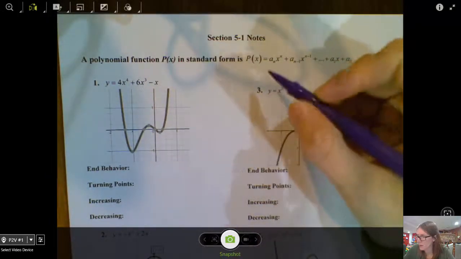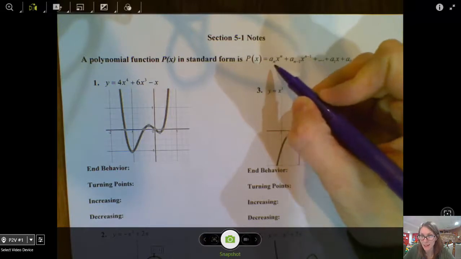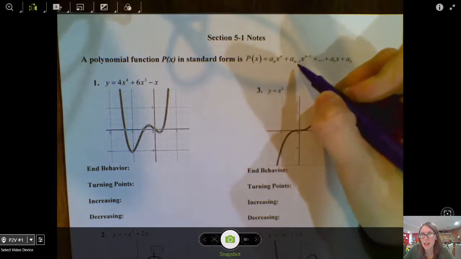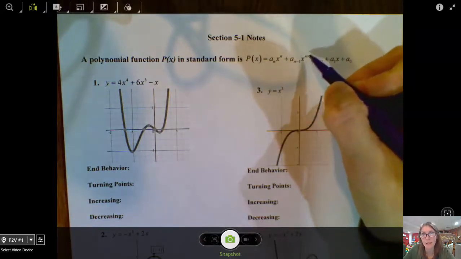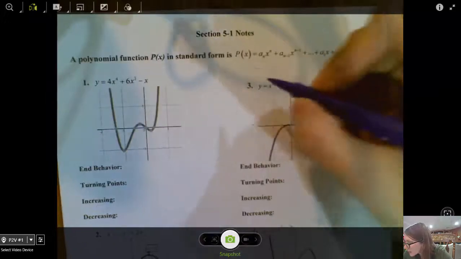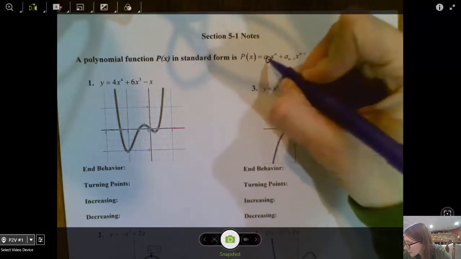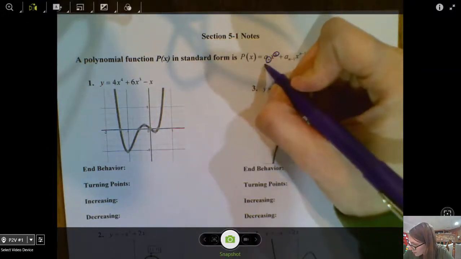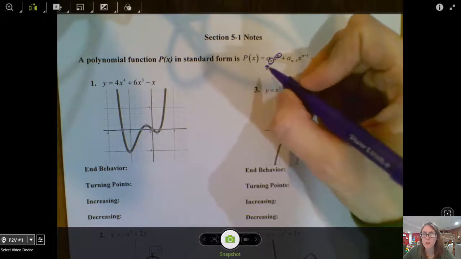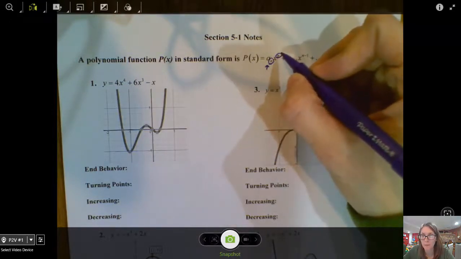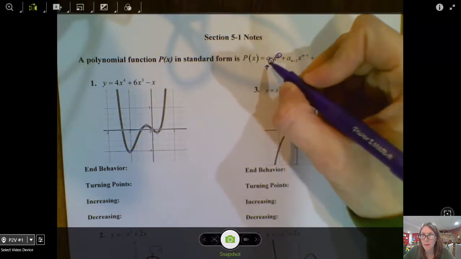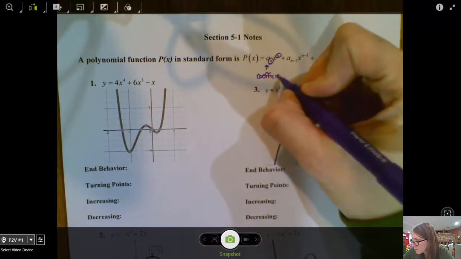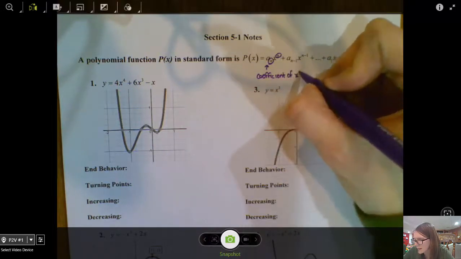Just to break this down, I have a sub n, subscript n, times x to the n power, plus a sub n minus 1 times x to the n minus 1 power. All this means is look how the subscript and the power are related to each other. So if this was x to the 4th power, the a sub n just means this is my coefficient of x to the n power.